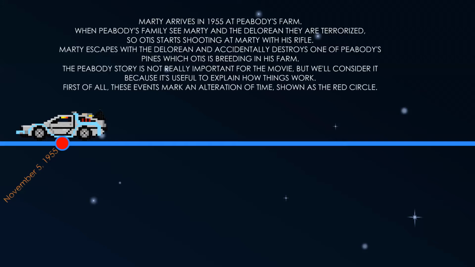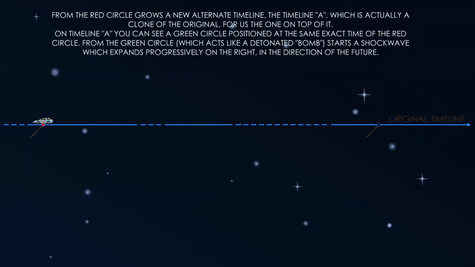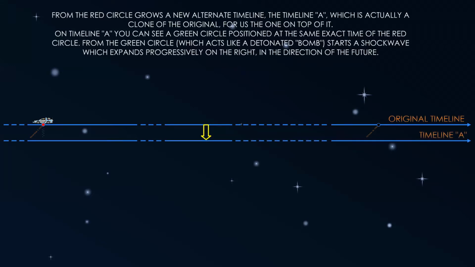things work. First of all, these events mark an alteration of time, shown as the red circle. From the red circle grows a new alternate timeline, the timeline A, which is actually a clone of the original, for us the one on top of it. On timeline A, you can see a green circle positioned at the same exact time of the red circle. From the green circle, which acts like a detonated bomb, starts a shockwave which expands progressively to the right, in the direction of the future.